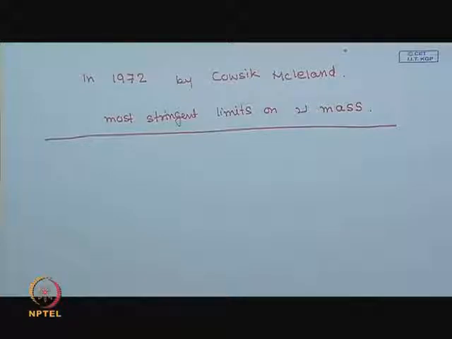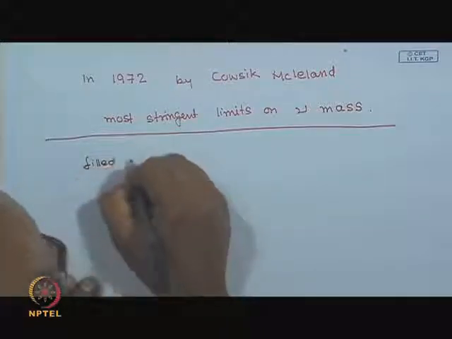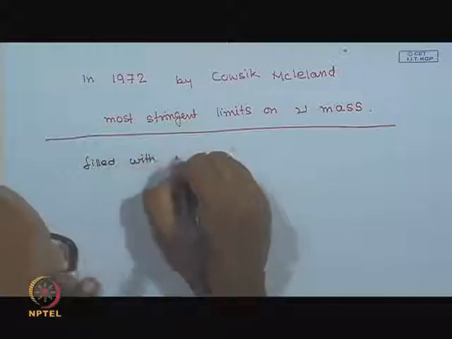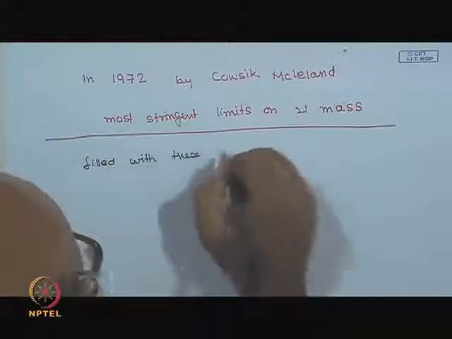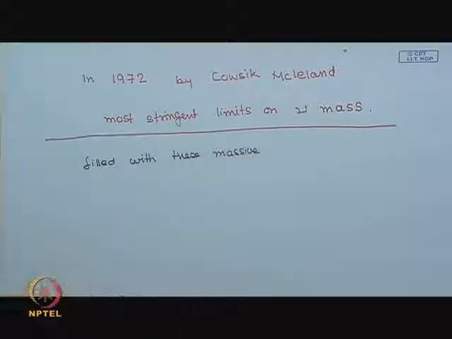Now, let us ask the question, what happens if one of the neutrino species is actually massive? If one of the neutrino species is actually massive, then the whole universe is filled at present with these massive weakly interacting particles.